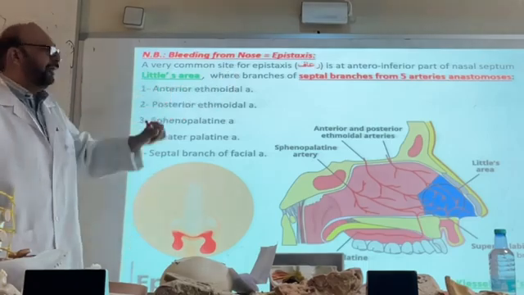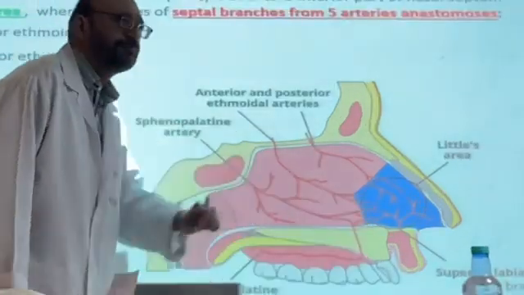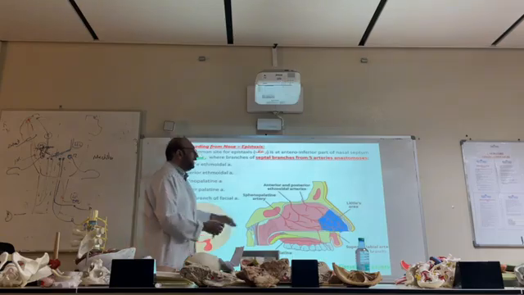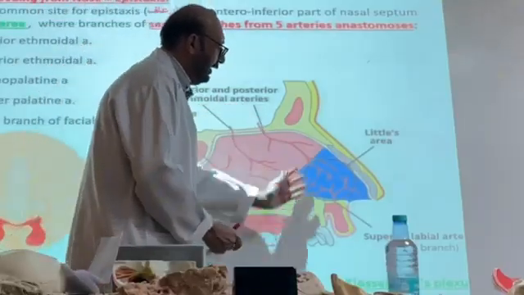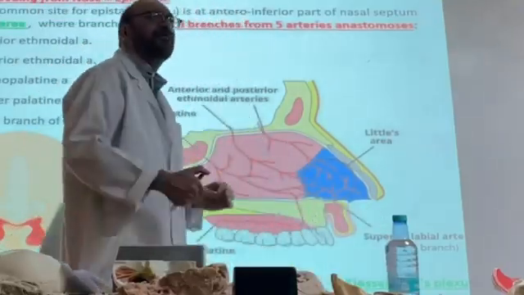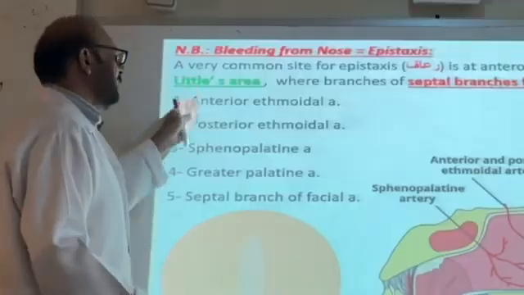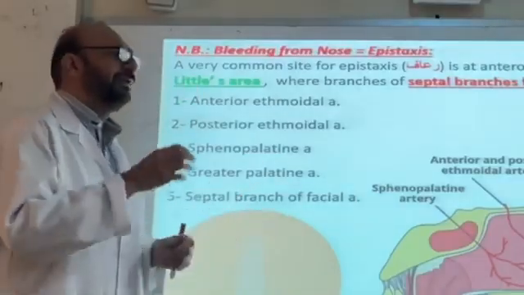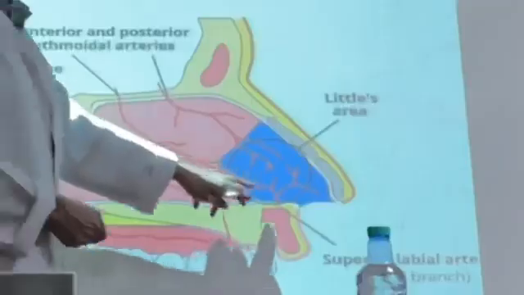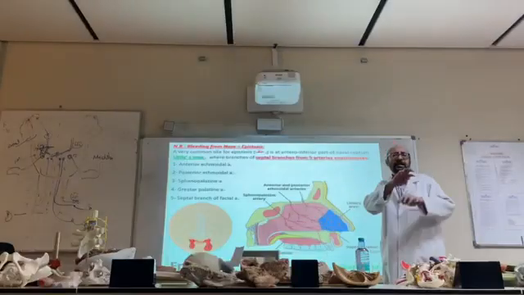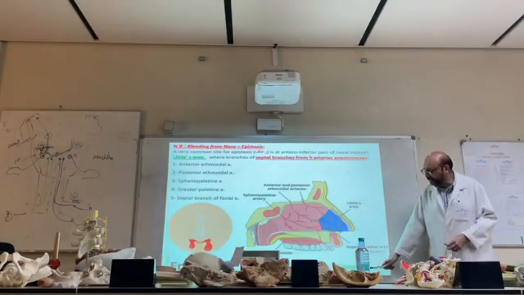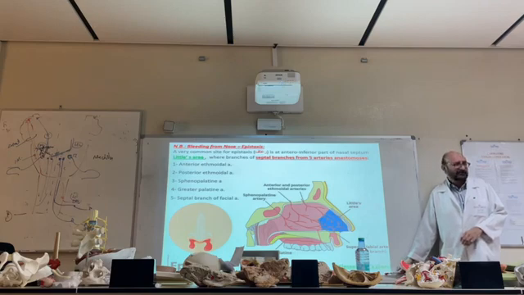The anterior inferior part of the nasal septum here. This is the area where many branches from here, here, and here are anastomosing. These are the branches. They are anastomosing at this area known as Little's area and make a plexus. This plexus is known as Kieselbach's plexus.